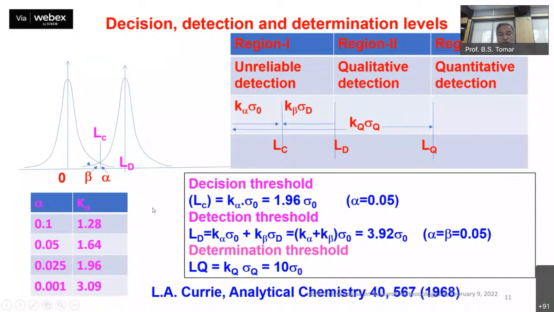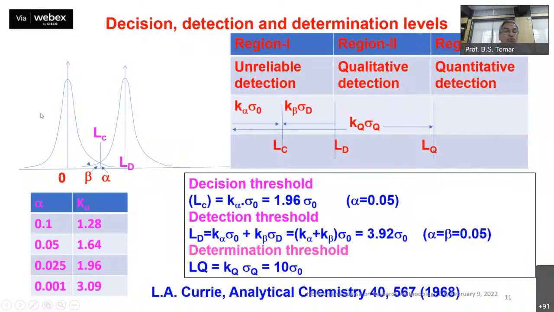So those of you who are really into the measurement of very low concentrations, and want to make a thorough assessment of your measurements, this is the literature to read, and I have shared it with you. You can go to that paper. It is available on the internet freely. So this is about the decision, detection, and determination levels.